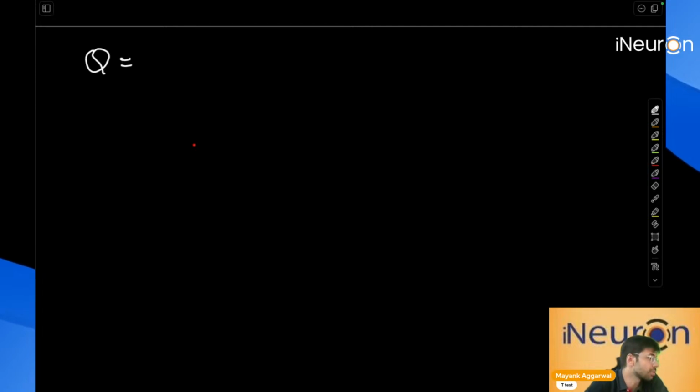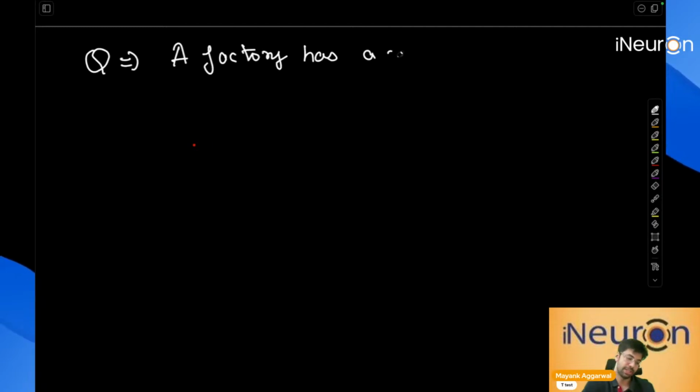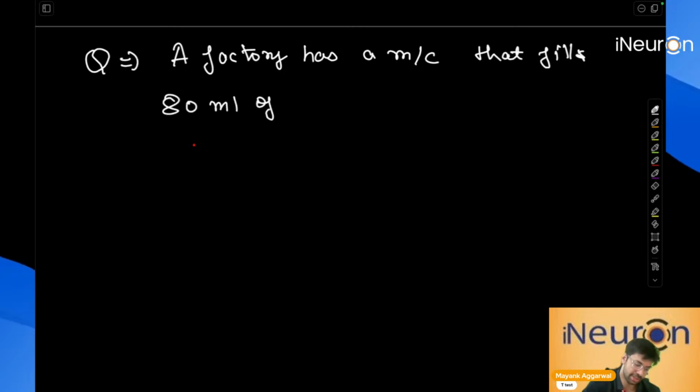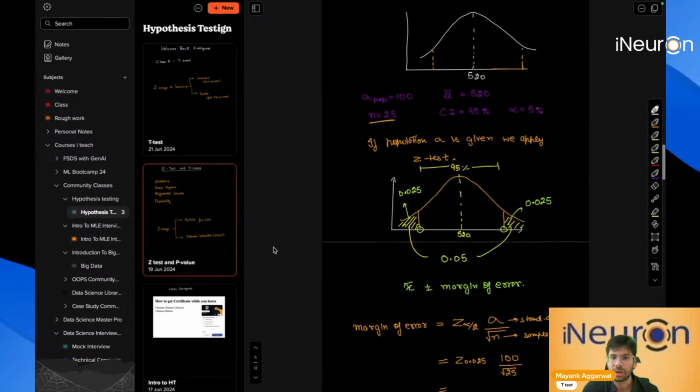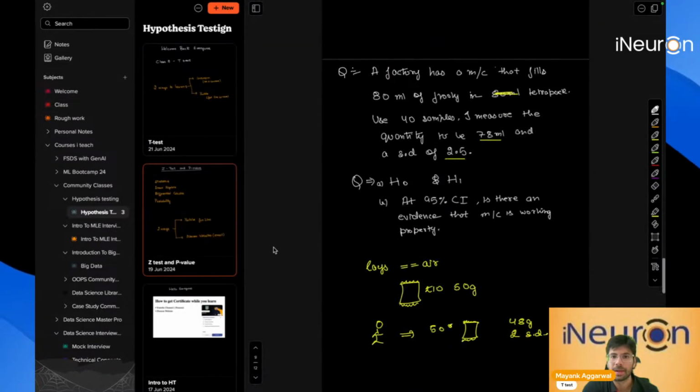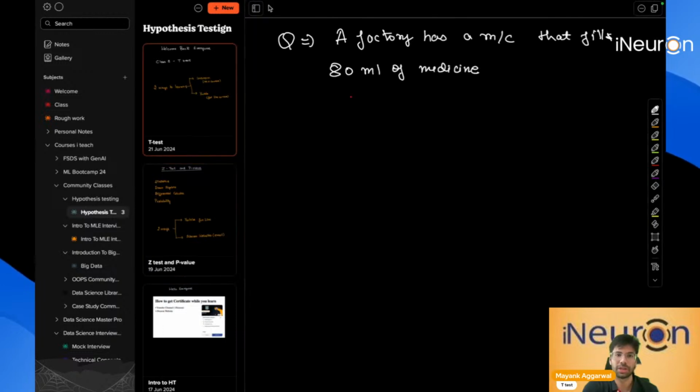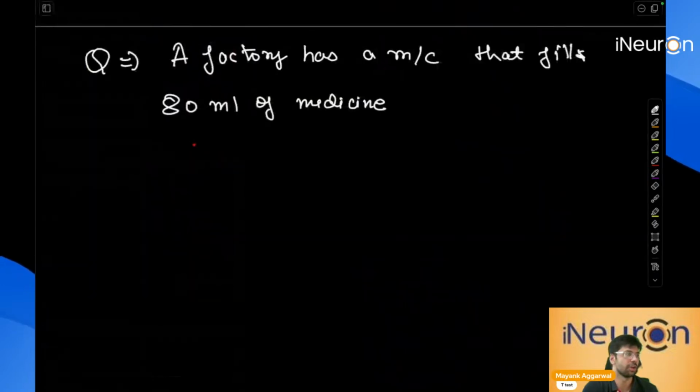Prahlad, this is one question which you can solve now. A factory has a machine that fills 80 ml of medicine. We are going to take very relatable examples. I hope we have already done this kind of question in an aptitude test. That should be fine, so let me give you another question, everyone.